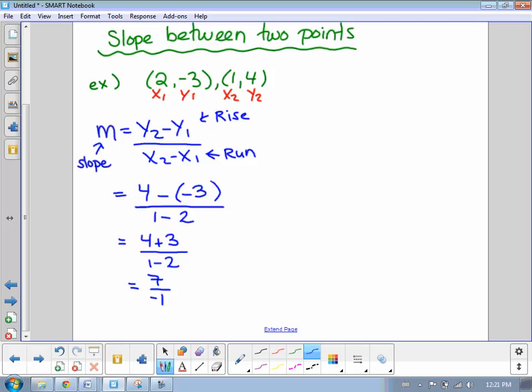And the final step is to reduce the fraction if possible. Never write it as a decimal. So in this one, 7 divided by -1, it turns out that we can actually simplify that just to be -7. So if it works out to a whole number, fantastic. If it doesn't, so for example, if your answer was 4/6, simplify it to 2/3 and leave it like that. You don't ever have to change it. And that is our slope. And we are done.